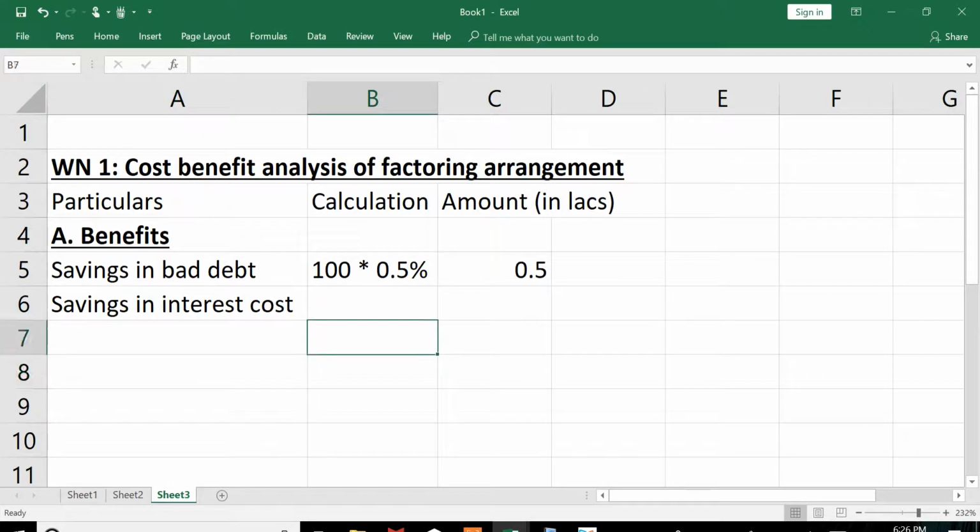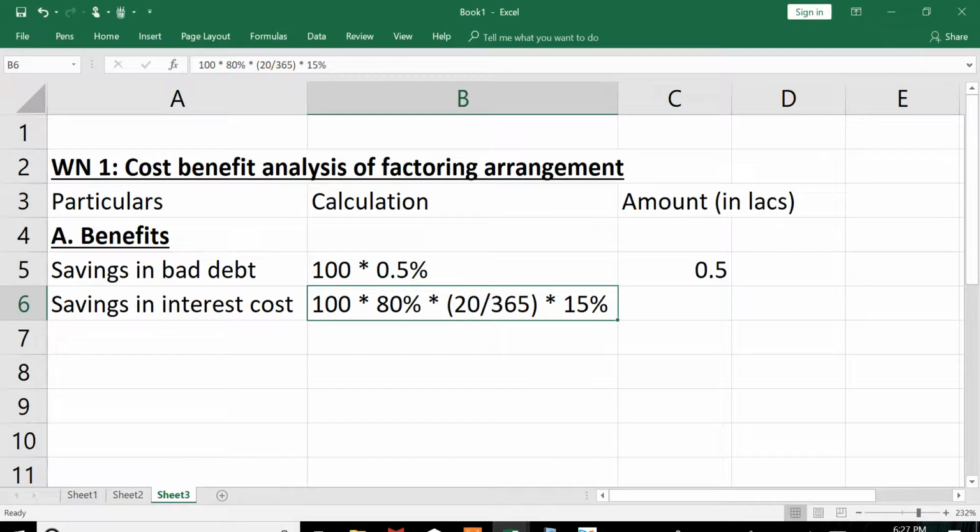Now I'll do the calculation here. 100 lakhs into 80%, because your cost of sales is only 80%, into 20 by 365. What is 20? 80 days becoming 60 days, into 15% rate of interest. 100 lakhs into 80% into 20 on 365 into 15%. This is what you are going to technically save.